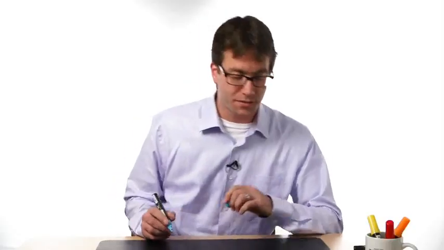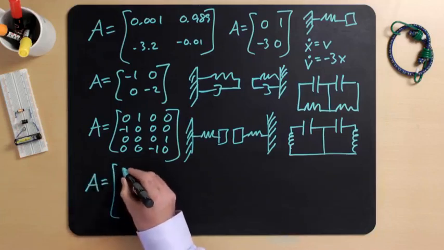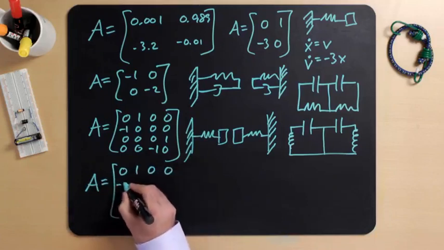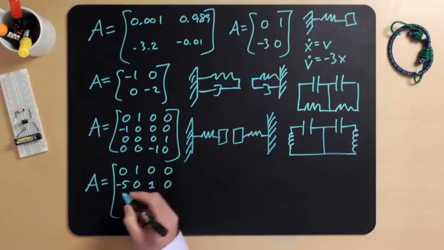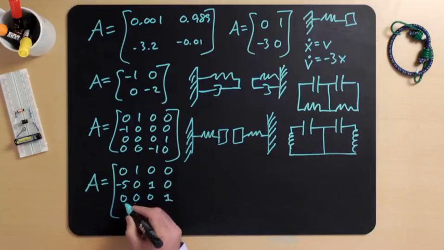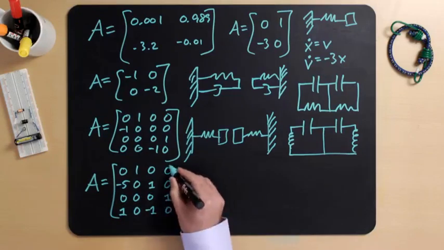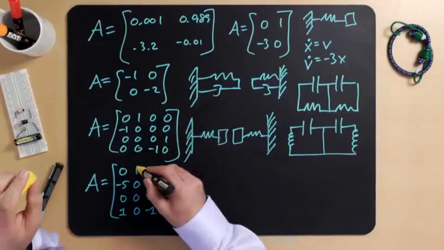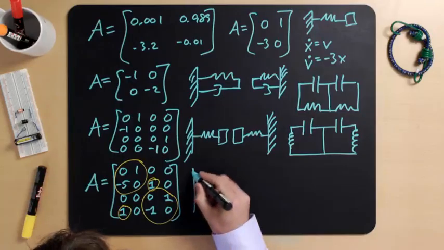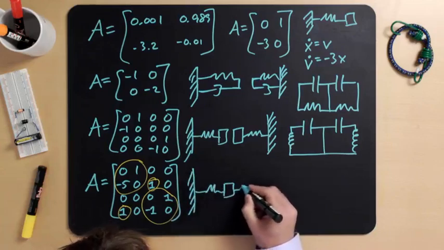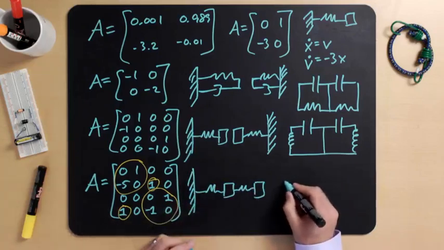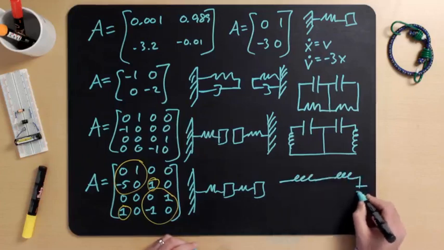Lastly, let's consider one more A matrix. A is equal to 0, 1, 0, 0, minus 5, 0, 1, 0, 0, 0, 0, 1, and 1, 0, minus 1, 0. This system has the dynamics of the two masses just like the previous example. So here is one mass, and here is another mass, but it also has terms that are here and here. This means that the masses in the mechanical system must be coupled with each other, like a spring mass system and a capacitor inductor circuit that looks like this. So we have a wall, a spring connected to a mass, and then another spring connected to a mass, and that's the same thing as having an inductor and another inductor that are connected with capacitors.